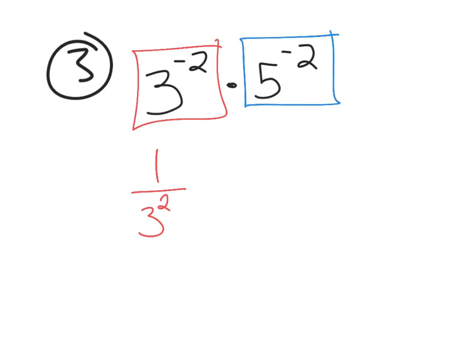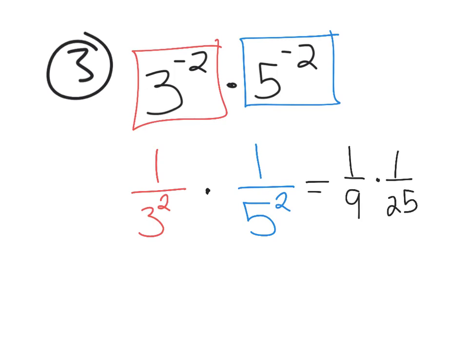If I have 5 to the negative second, similarly, it'll now be 1 over 5 to the positive second, okay? And now that would just give me 1 over 9 times 1 over 25. And then if I multiply 9 times 25, if we had 9 quarters, that would give us what? $2.25. So that's what that would be. That would be my answer for that one.